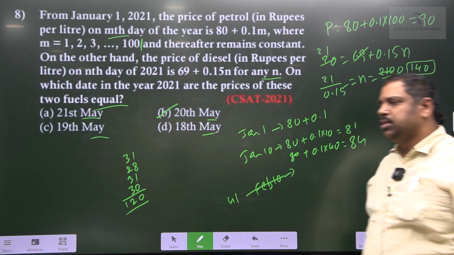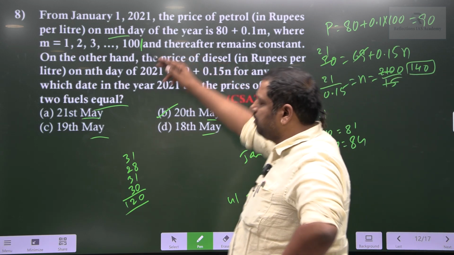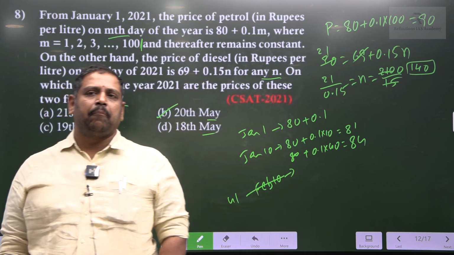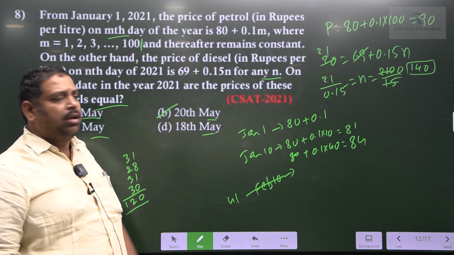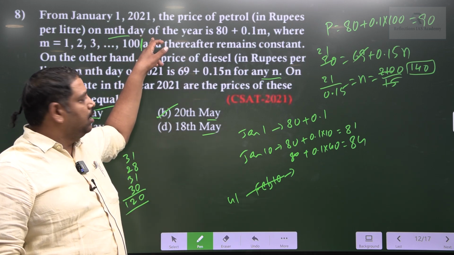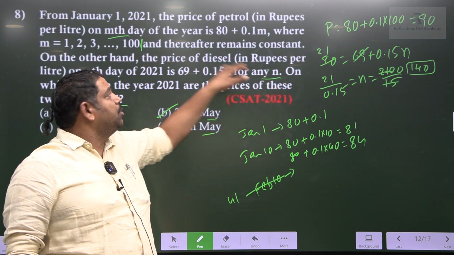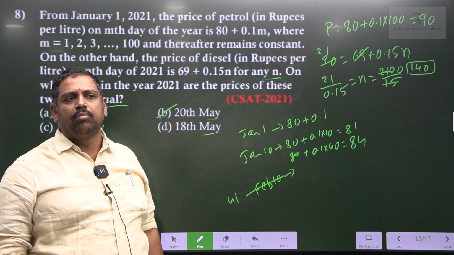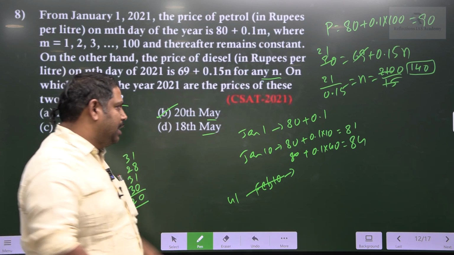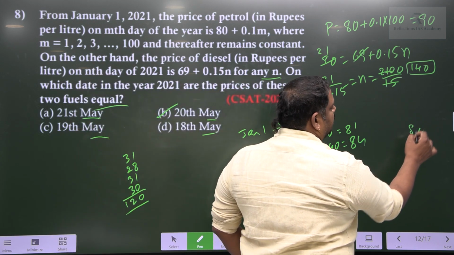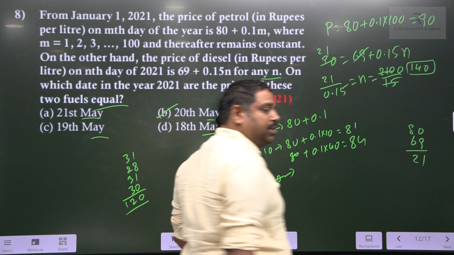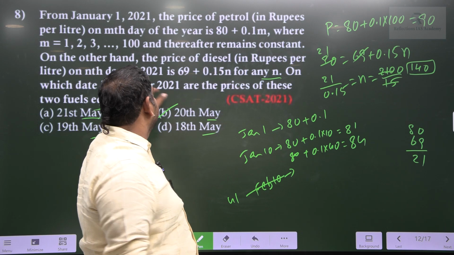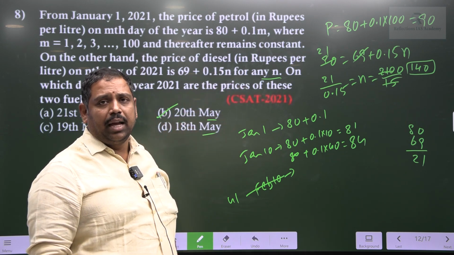Got it? Suppose here also he said that for any value of m, what will you do? Do you understand my question? It is up to 100 days, right? Here it is for any value of n, right? Suppose here also it is specified for any value of m. Then what will you do? Then 80 and 69. Right now we have 21 rupees of difference. Yes or no? Every day it will be increased by m and n will be same in that case.